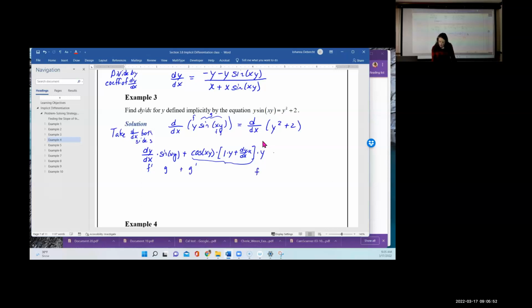And then on the other side, we have the derivative of y squared. The derivative of y squared, you treat this like a chain rule, like a composed function. So the 2 comes to the front and becomes 2y to the first. And the derivative of the inside function y is dy dx. So we get 2y dy dx. The derivative of 2, of course, being a constant, just gives us 0.